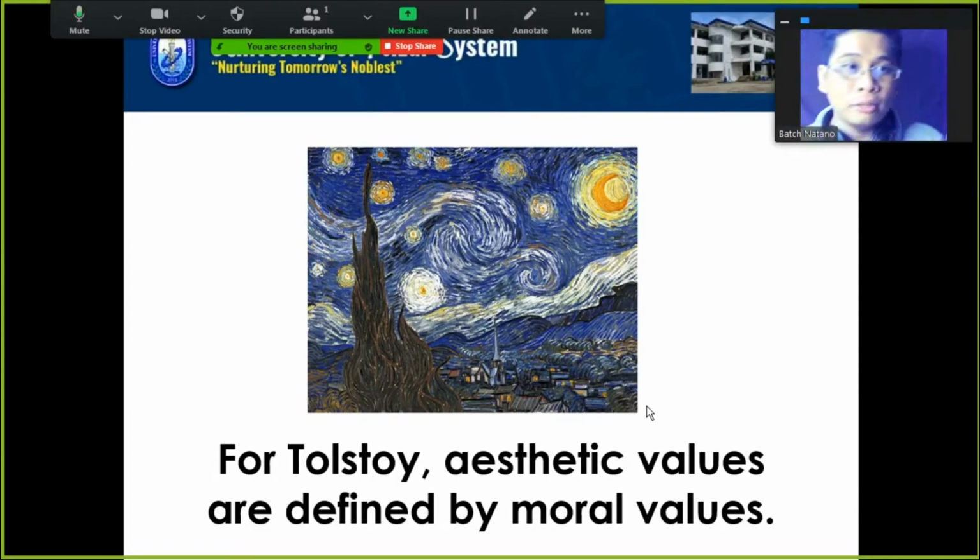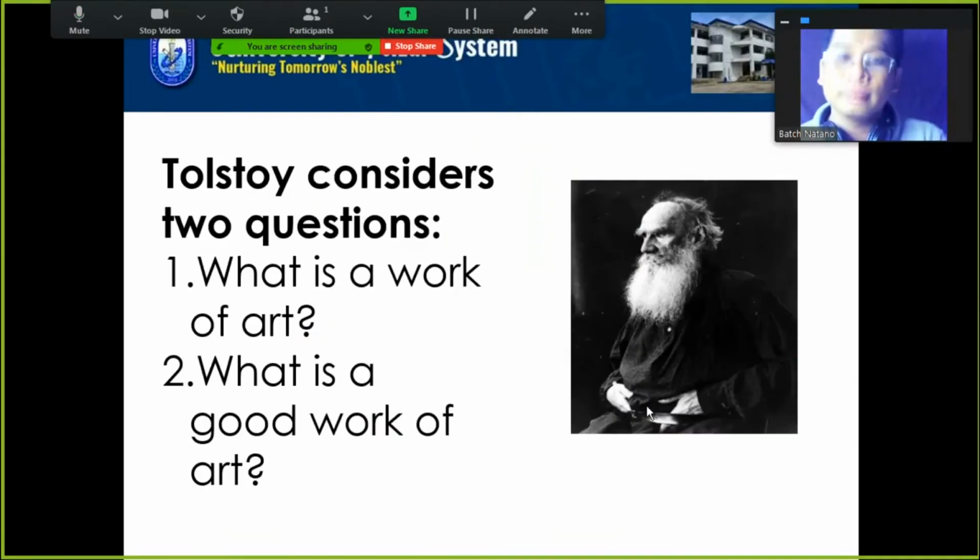Tama si Paula. Nice observation, Paula. Same with Plato when it comes to poetry, morality. Thank you, Paula, for the insight.